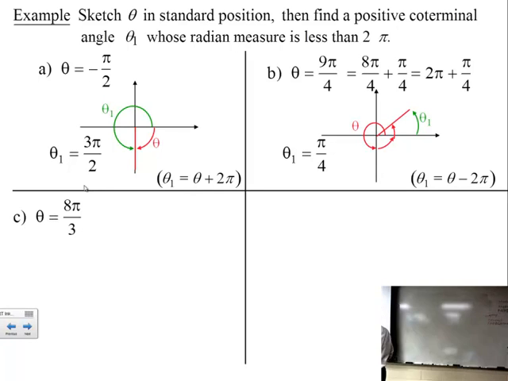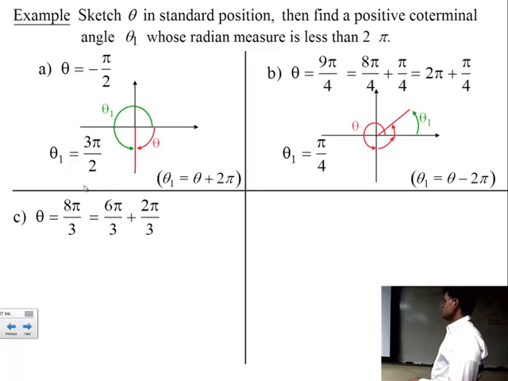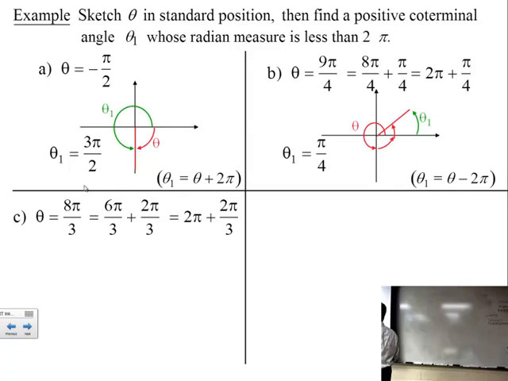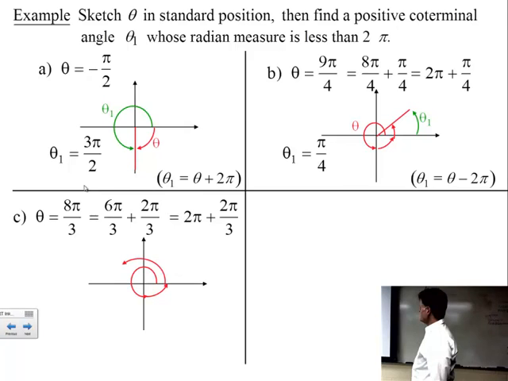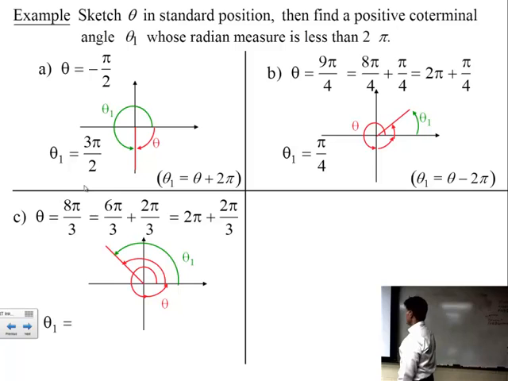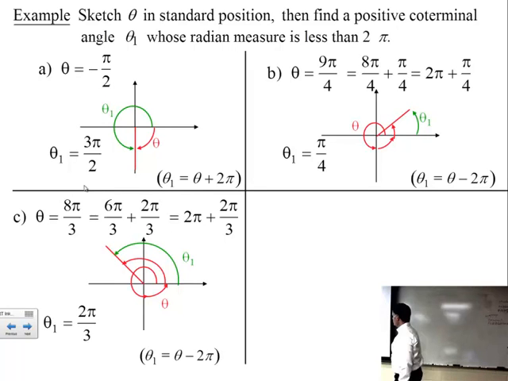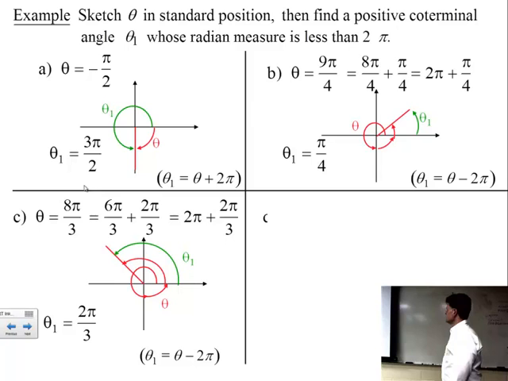Okay. 8 pi over 3. Well, express it as a sum of some complete number of revolutions plus something left over which is in the range 0 to 2 pi. So this is 2 pi plus 2 pi over 3. That's theta. So we just take the 2 pi over 3, the green. And again, you subtract a complete revolution to get theta 1.